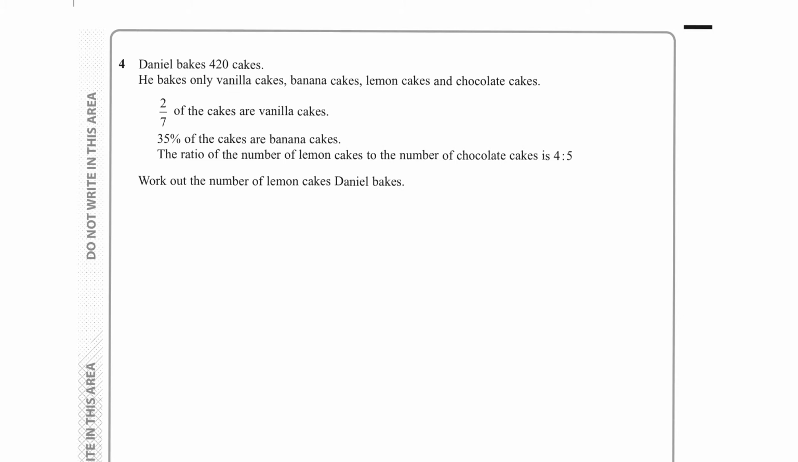So to work out his vanilla cakes, 2/7 of 420. Because this is again a calculator paper, you can just stick this into your calculator to work this out. So for vanilla, 2/7 of 420, you do 2/7 times 420 in your calculator. And that should give you 120. So we've got 120 vanilla cakes.